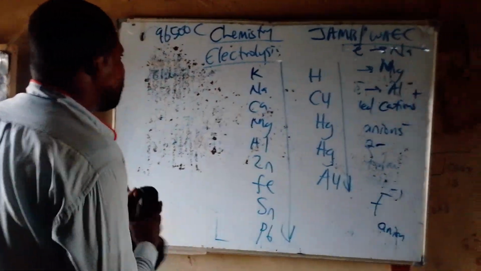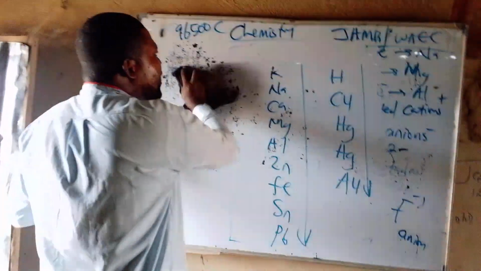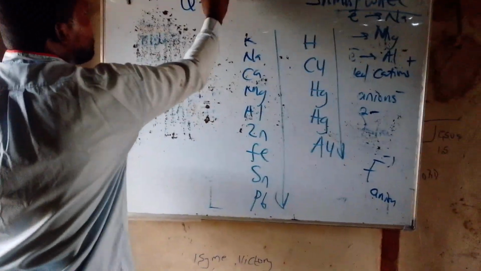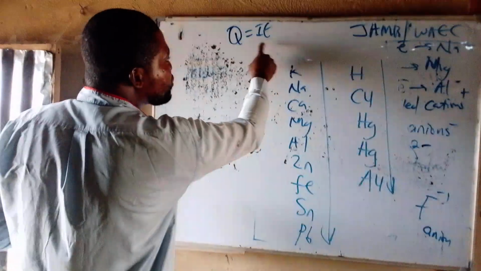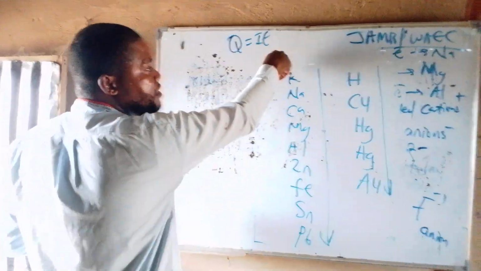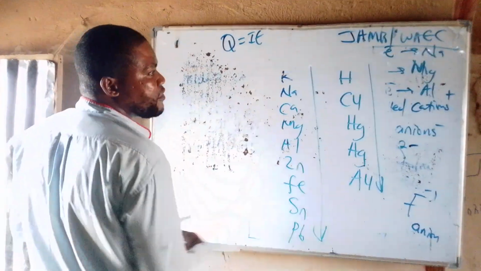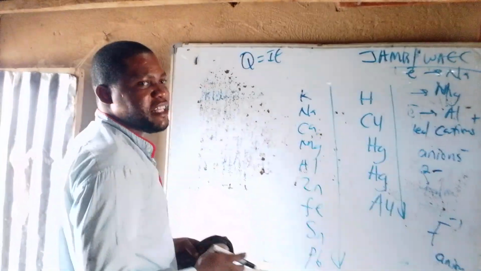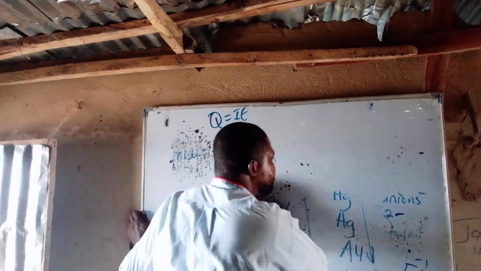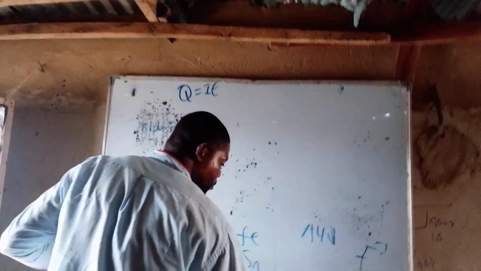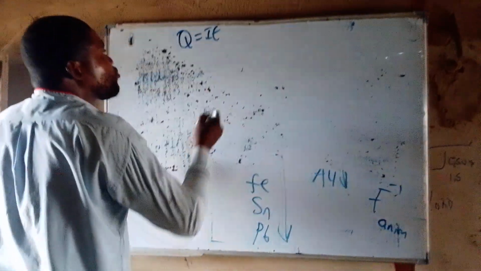Let's look at this now. From Faraday, he told us that Q is equal to IT, current times time. Q, quantity of charge in coulombs, is equal to current times time. Current in ampere, time in seconds. Let's pick one example as I round up. Look at this example now.